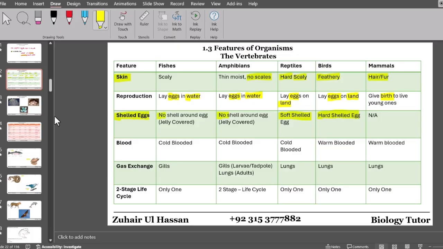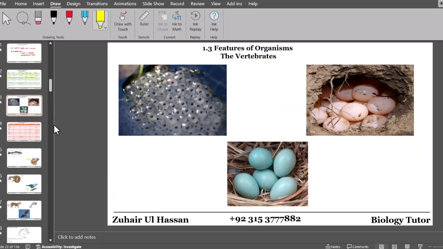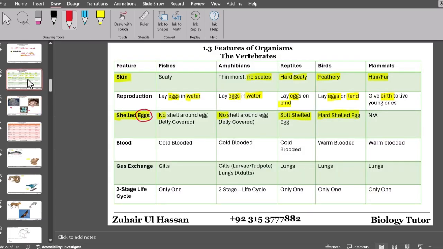The amphibians and fishes both have their eggs covered in jelly. Just like here you can see in the very first diagram, these are jelly covered eggs, jelly-like eggs. There is no shell present above. But in the second diagram, these are soft shelled eggs that are present in reptiles, and these are hard shelled eggs that are present in birds. So this is about their method of reproduction, and whether they have shells or not, and if they have a shell, whether it is a soft shelled or hard shelled egg.